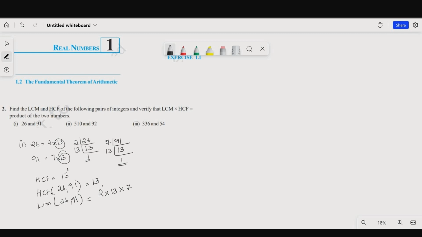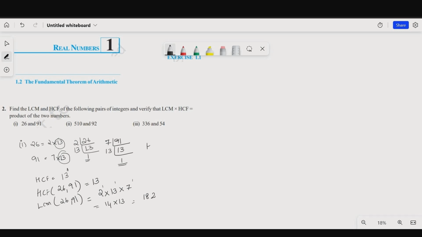So we can write 1, 1, 1. So here we can find the product 14 into 13. So 14 into 13 is equal to 182. So the LCM of 26, 91 is 182. Now let's verify LCM into HCF is equal to product of the two numbers.